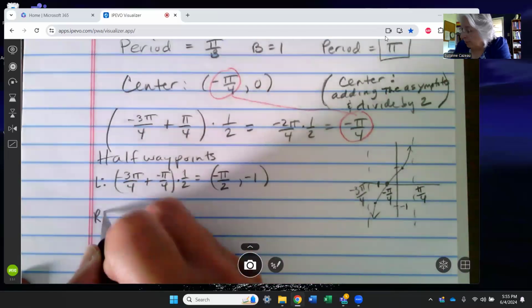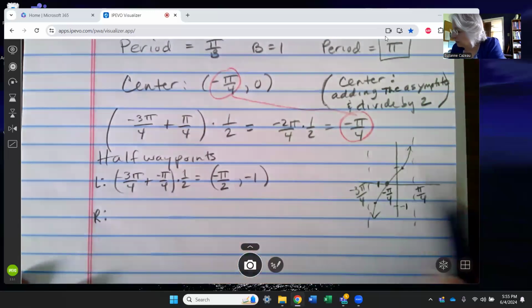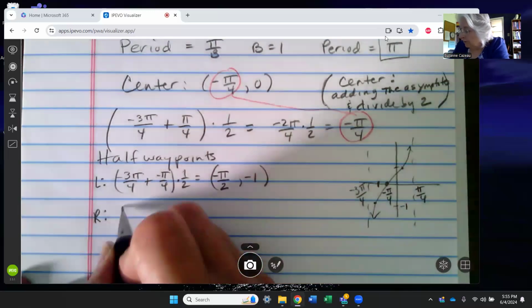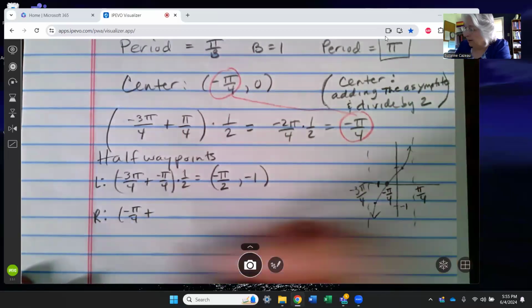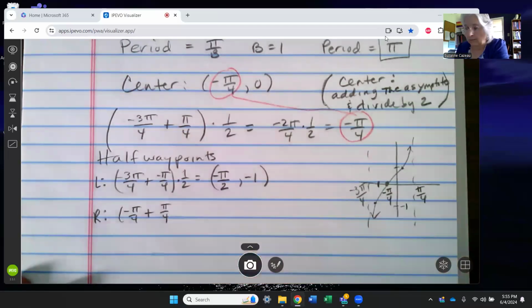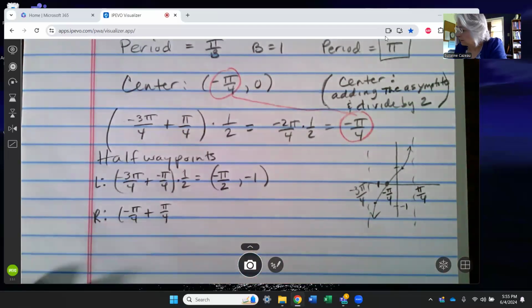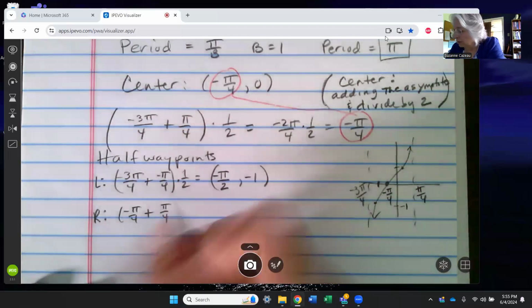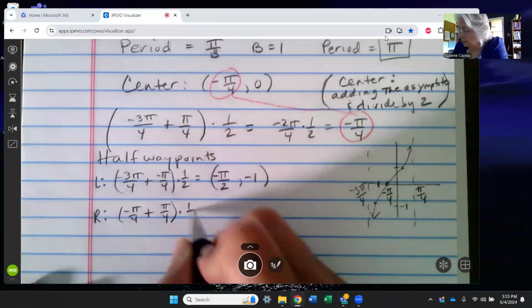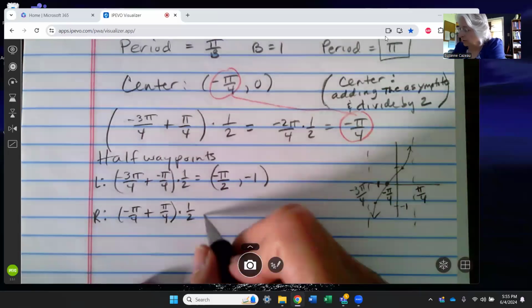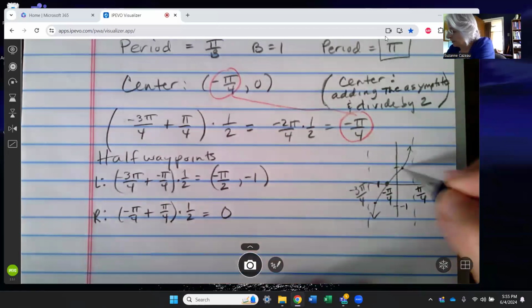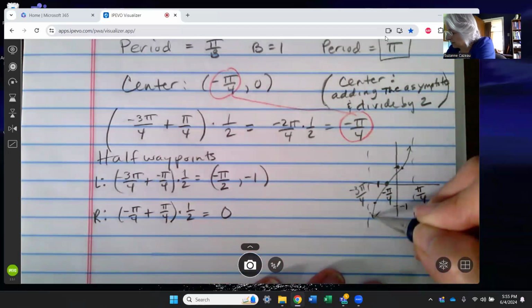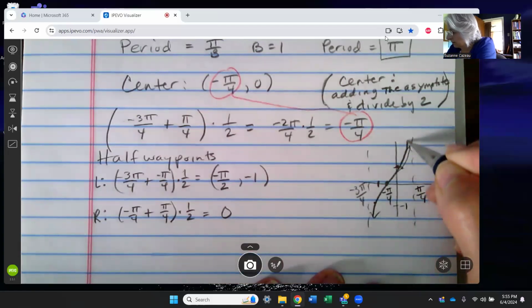Your right halfway point, you got to do your center again, which is negative pi over 4, and then you're going to add the one on the right, which is pi over 4. Oh, look at that. And that's 0. So my graph is a little bit off. It's 0. This is right here. So it's coming up like this. It's going through the 0.